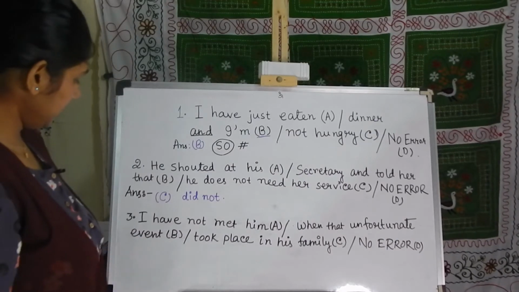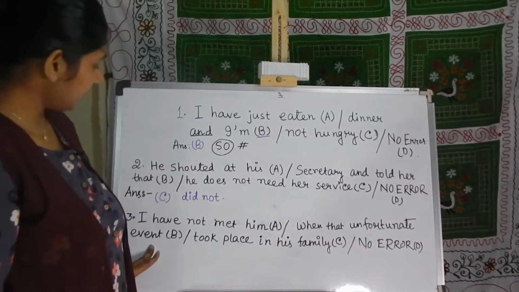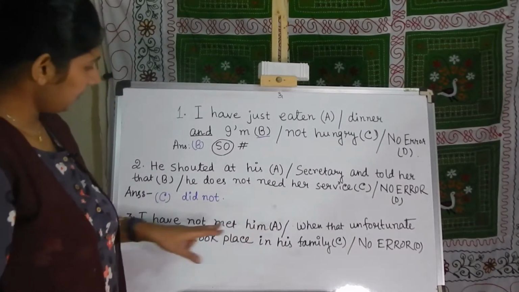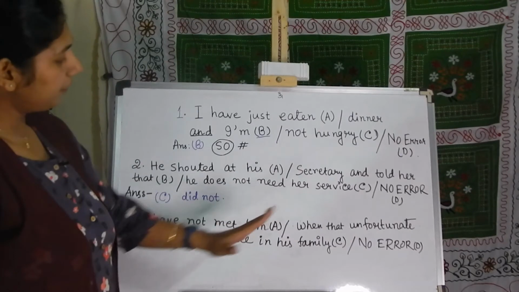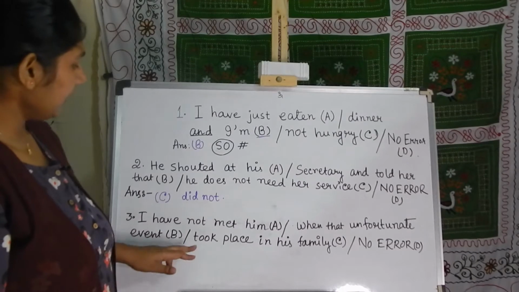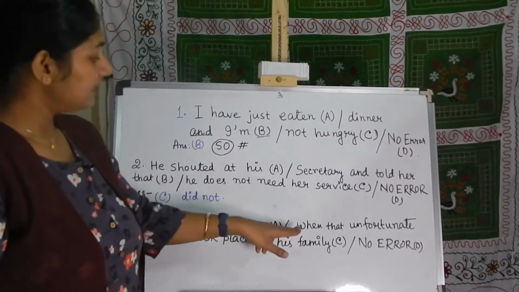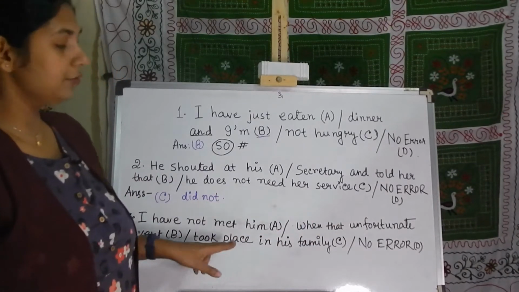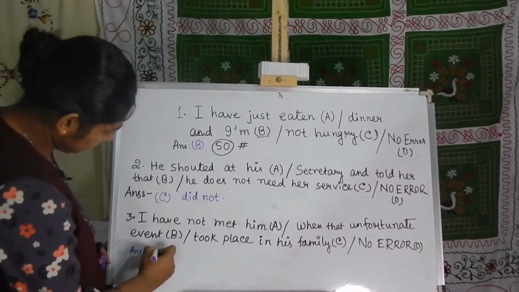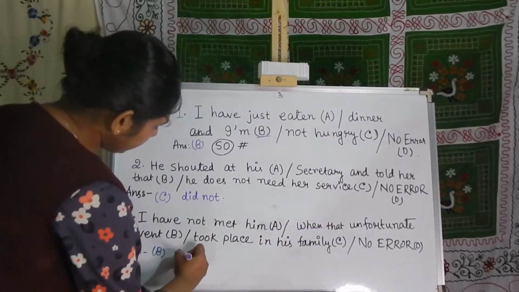Question number 3. I have not met him when the unfortunate event took place in his family. A, B, C and no error. In which part is the problem? The problem is in the B part. I have not met him since that unfortunate event took place. So the answer will be B, and instead of when, it will be since.